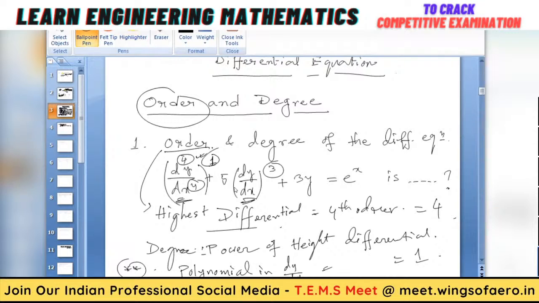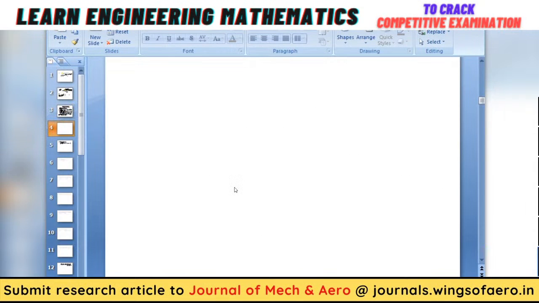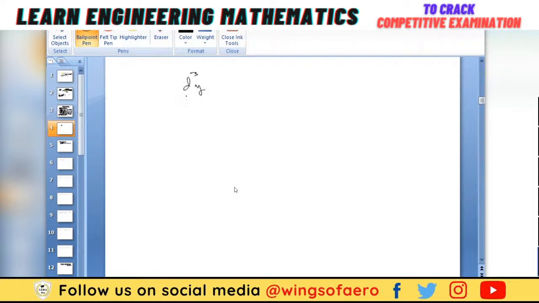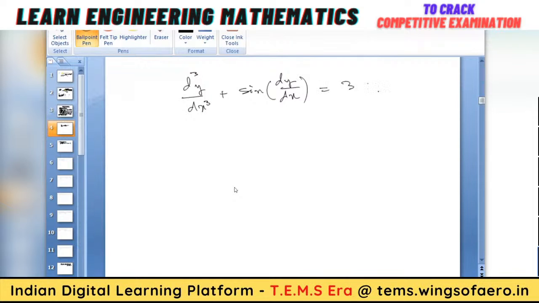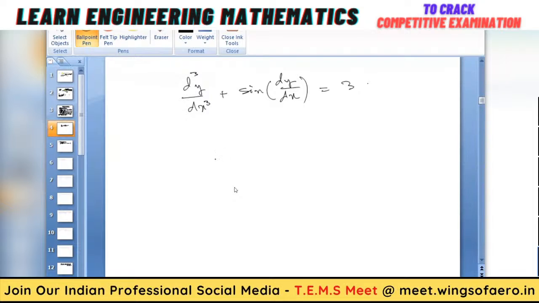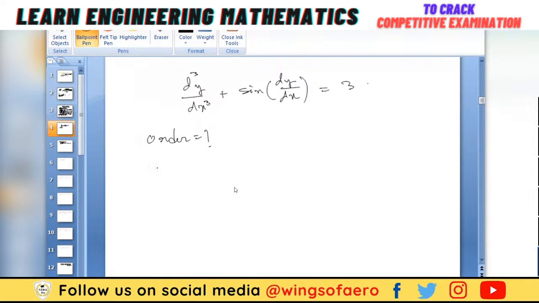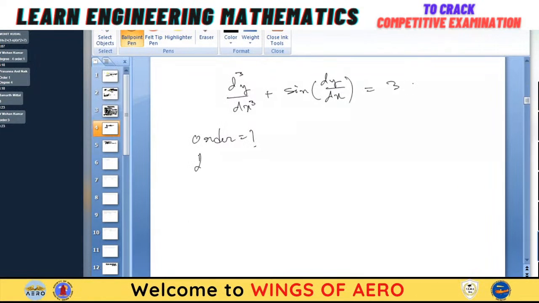As an example, I'm giving you an example where you cannot find the degree. Look at this differential equation: d3y/dx3 plus sine of dy/dx is equal to 3. Can you tell me what is the order? Please write down in the chat box what is the order. Yes, order is 3. Degree?